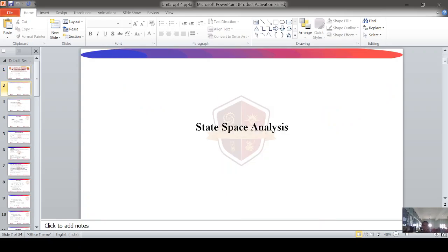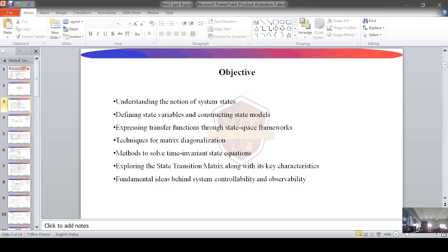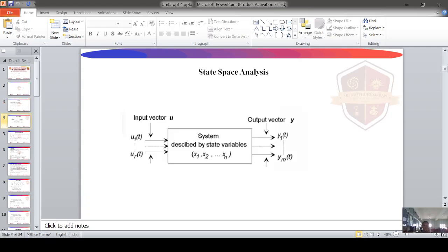Here, we are going to discuss the topic state space analysis. Objective: understanding the motion of system states, defining state variables and constructing state models, techniques for matrix diagonalization, and fundamental ideas behind system controllability and observability.